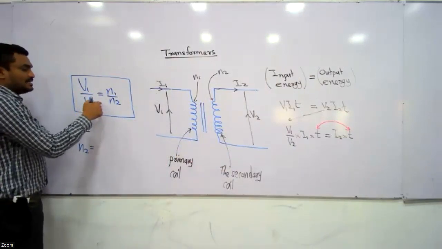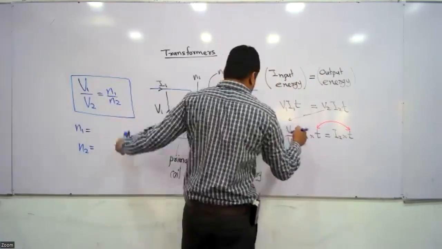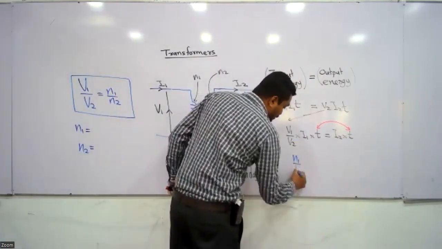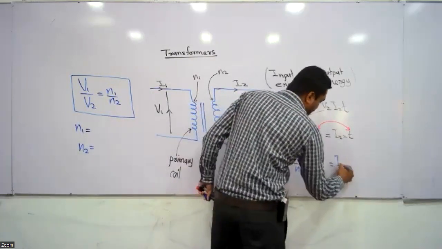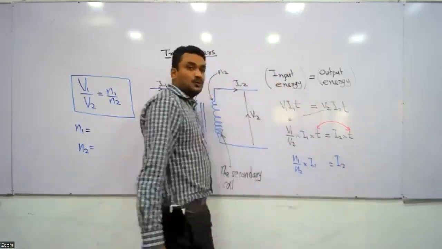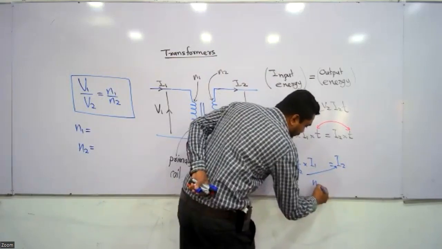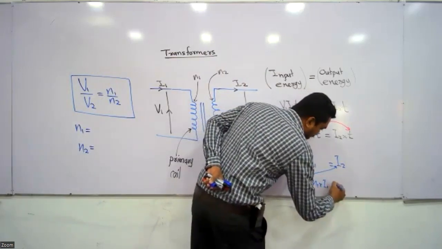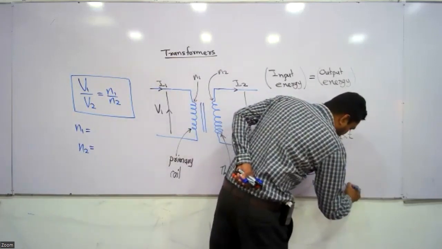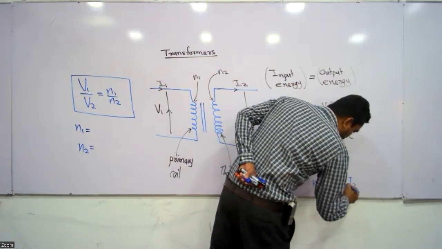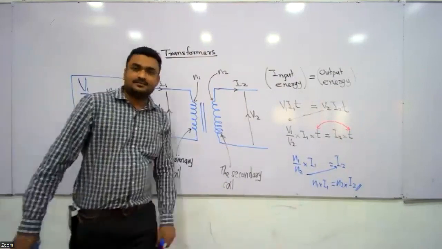V1 over V2 is N1 over N2. In the place of V1 over V2, I can write N1 over N2 into I1. T and T cancelled out. Here I have I2. Now I can take N2 to this side. Then I will obtain the final equation as N1 I1 equals N2 I2. That's it. Complete.